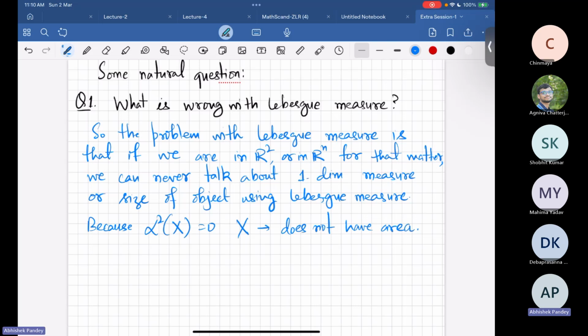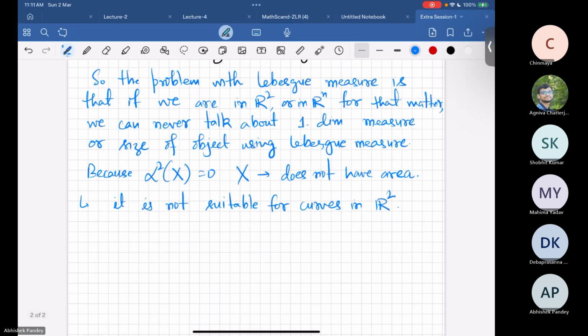So because of this, Lebesgue measure is not suitable for studying curves in R2, let alone studying arbitrary subsets.